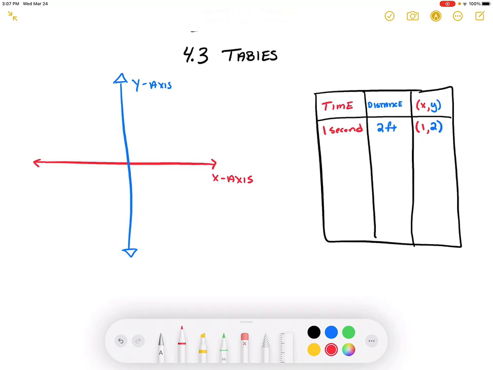So if I was on my number line, I would say x is 1, so here's 1, and y is positive 2. So we go up 1, 2, and that places the first point right there. I'm going to make that first point green.